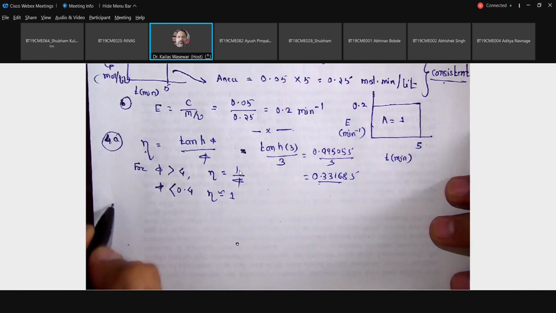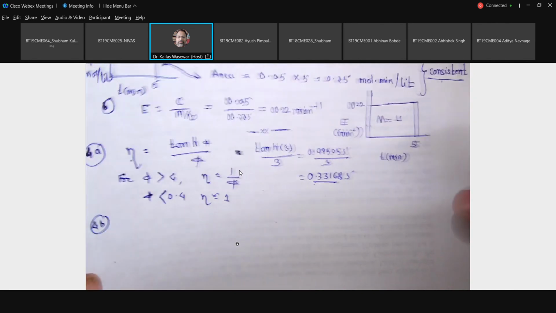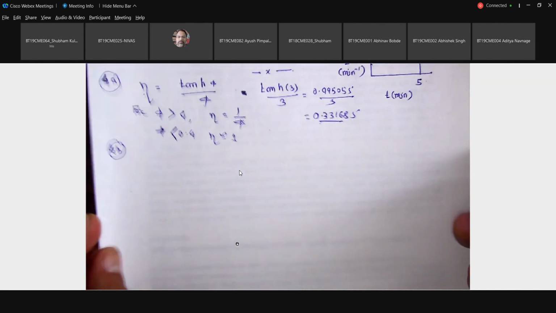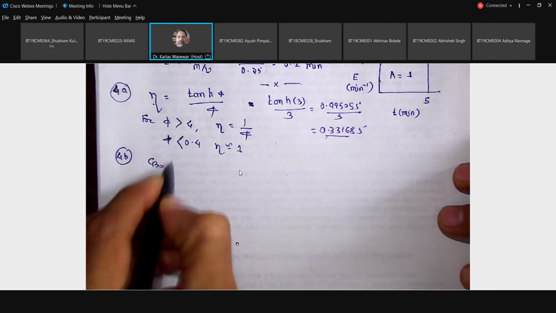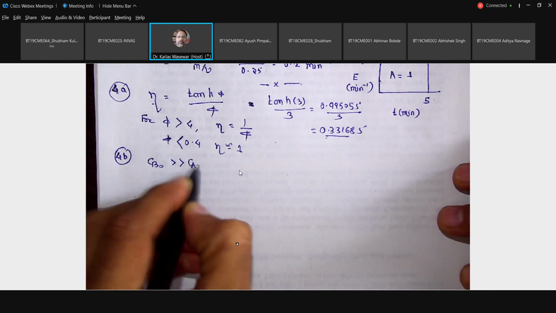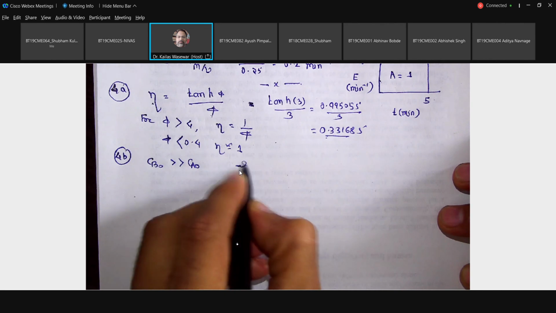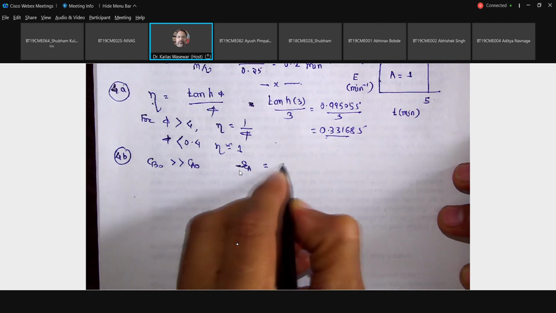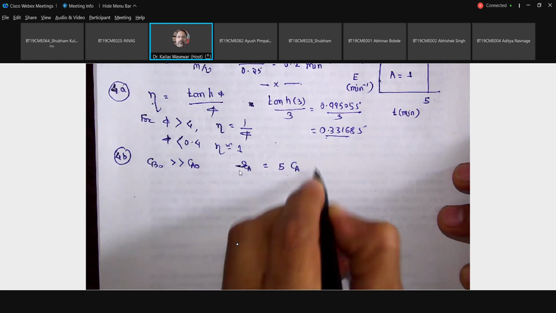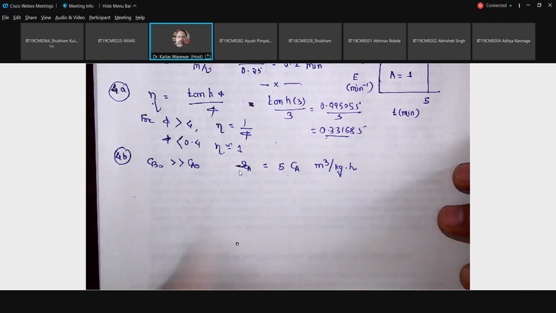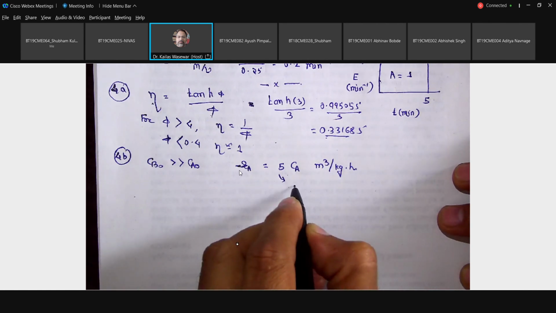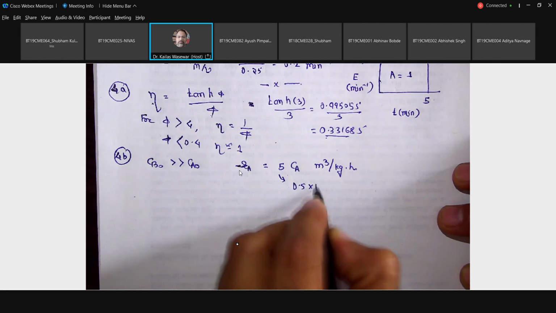Then 4B. Most of you have solved this one. I'm not going much into this one because here CB0 is far greater than CA0. So you can use the pseudo first order and it will become RA is equal to 5 CA meter cube per kg per hour. Okay. This K5 will be what? 0.5 into 10.